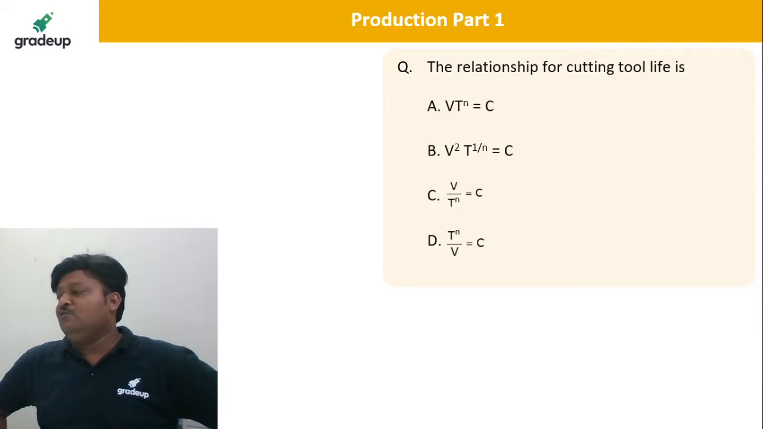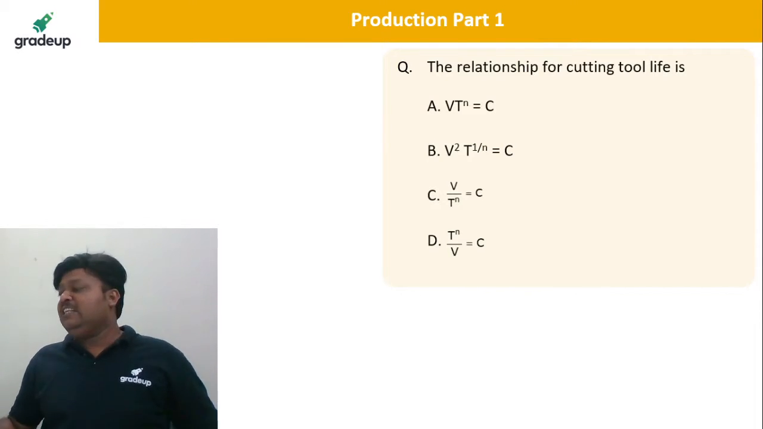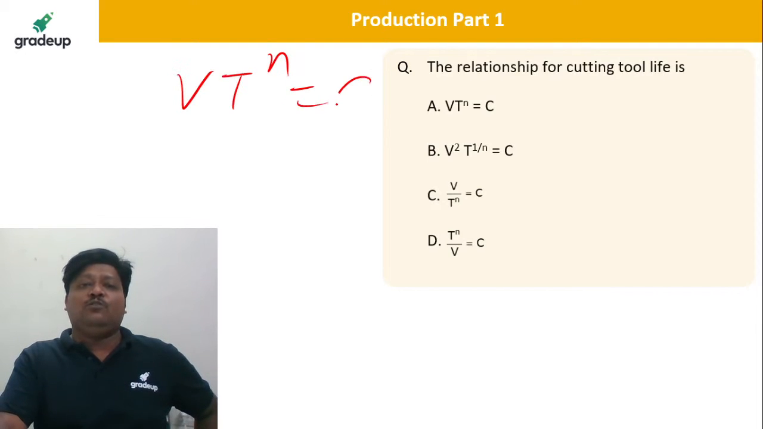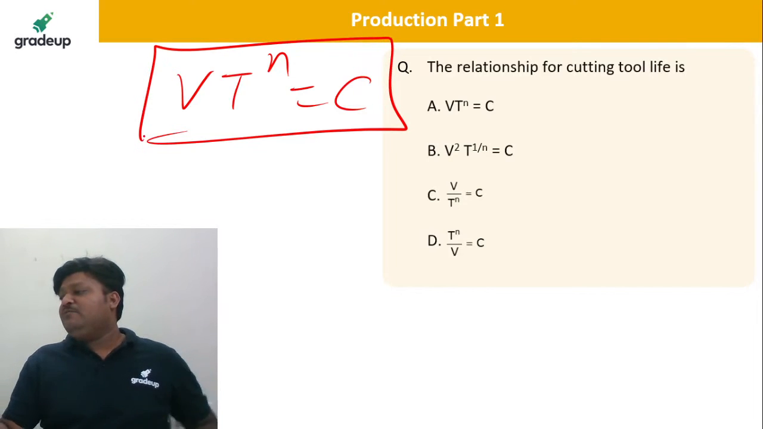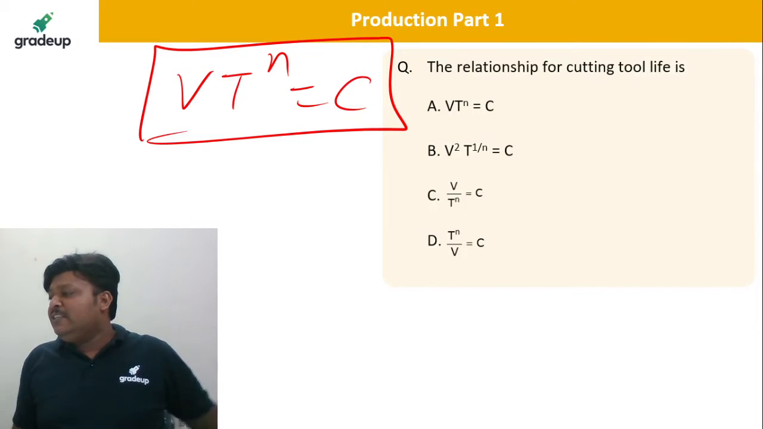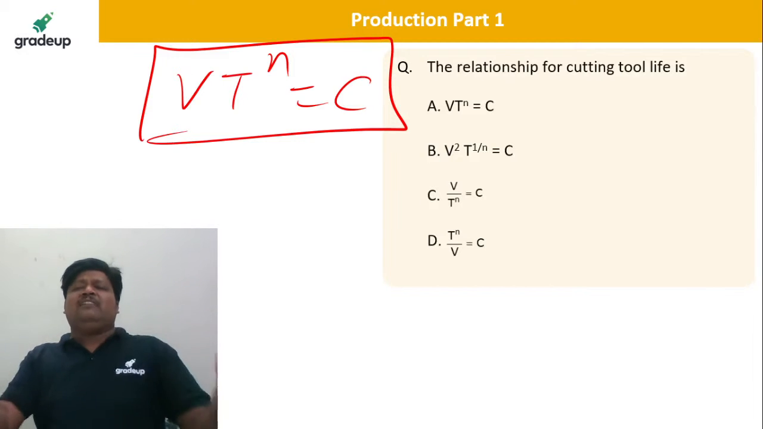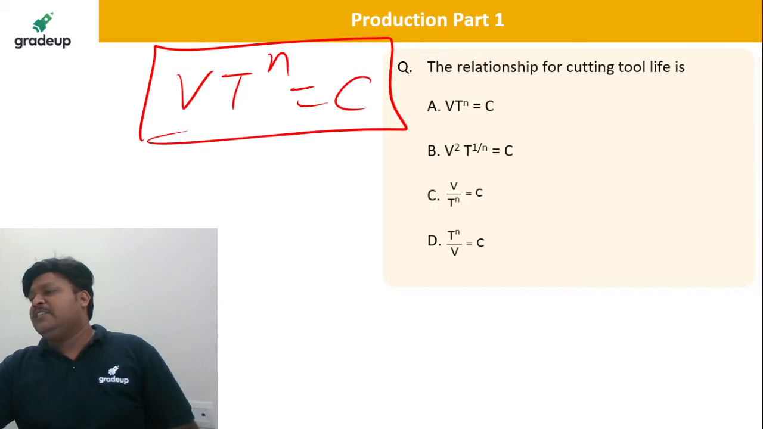Oh my God. Who says B? Yes, come on, give me the answer. Taylor's tool life equation. Very good. VT to the power n is equal to constant. Very good, all of you. A is the correct answer. That is a very popular, very famous equation, the Taylor's tool life equation.